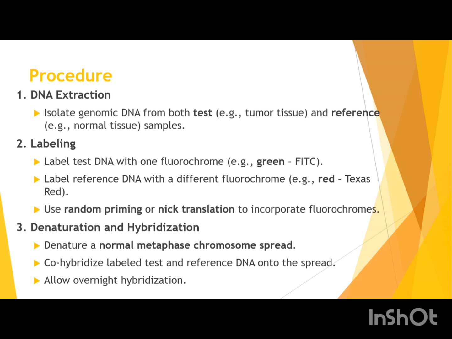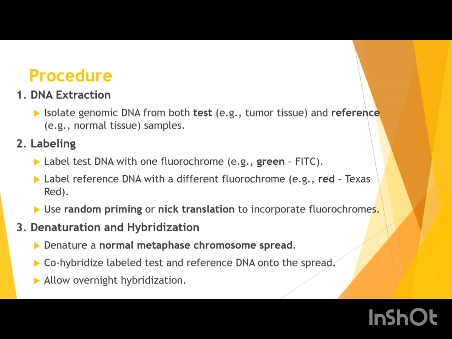So what is the procedure? First, we have to isolate the genomic DNA from the reference as well as the test sample. If it is a tumorous cell, then you have to isolate the DNA from the tumor cells. If it is a normal cell, then we take it from the normal cell. The first step is DNA extraction. After extracting, we have to take it to a condition where we can use it for labeling. So we use labeling.